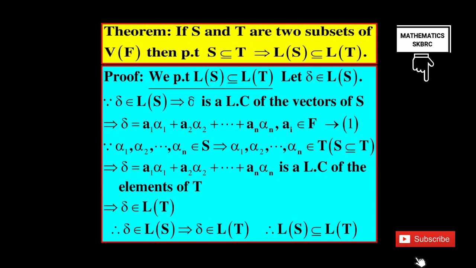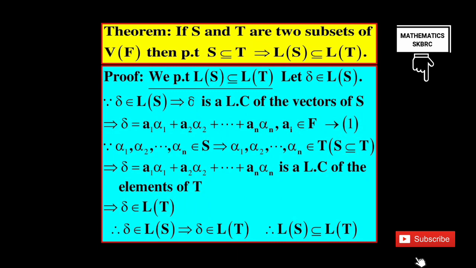That gives delta is equal to a1 alpha 1 plus a2 alpha 2 plus and so on an alpha n, where a1, a2 and so on an belong to F are scalars. Since alpha 1, alpha 2 and so on alpha n belong to S, that gives alpha 1, alpha 2 and so on alpha n belong to T, since S is a subset of T, the given condition. That gives delta, a1 alpha 1 plus a2 alpha 2 plus and so on an alpha n, is a linear combination of the elements of T.